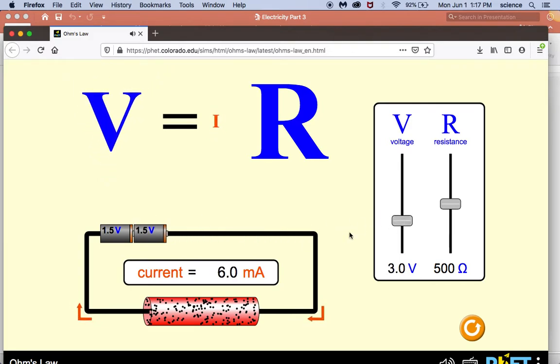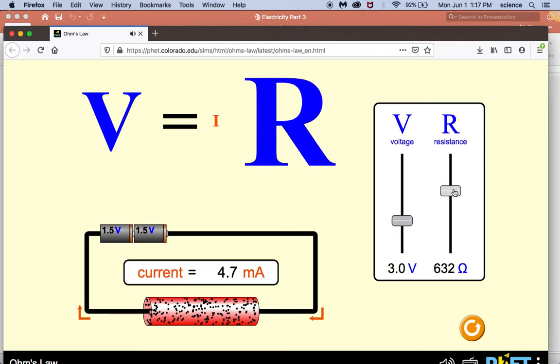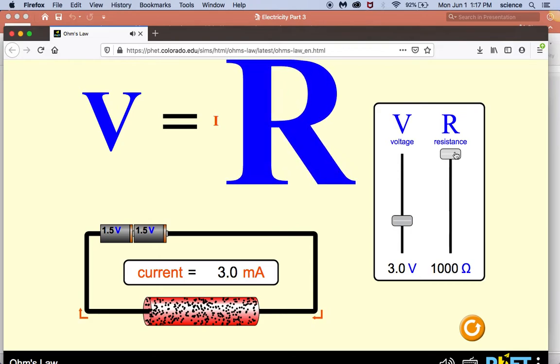All right, so now I have a voltage of 3. Let's see what happens when the resistance increases. Let's look at what happens to the current. So as the resistance gets bigger, the current actually gets smaller, right? This current value decreased. So the current and the resistance are inversely proportional to one another. As the resistance gets bigger, the current becomes less. So I doubled the resistance. It was 500, it's now 1,000, and the current decreased by a factor of 1/2, right?